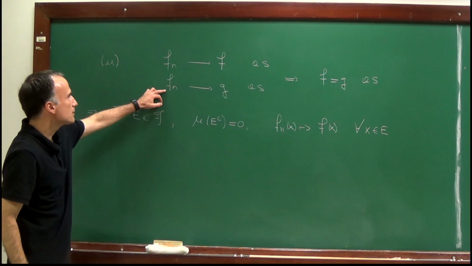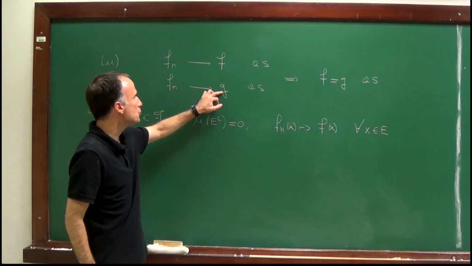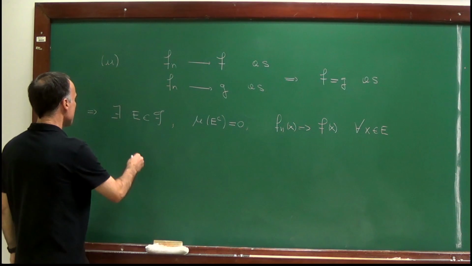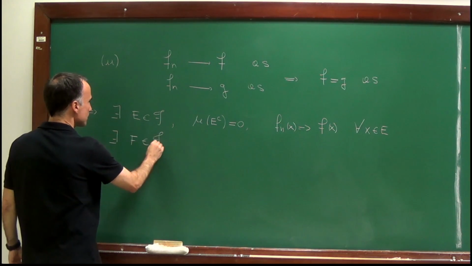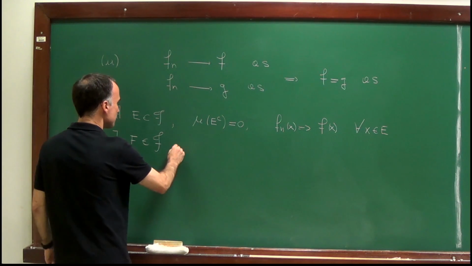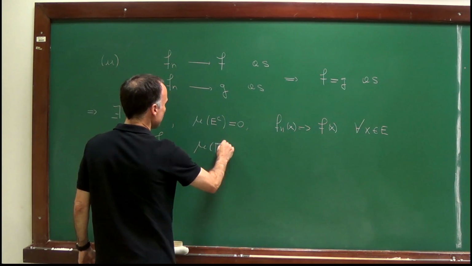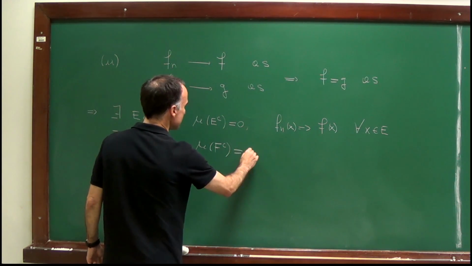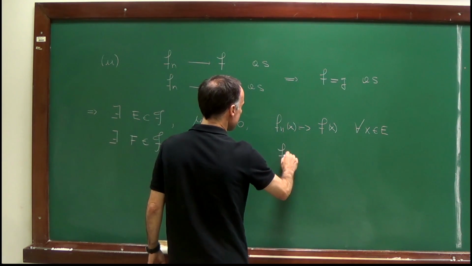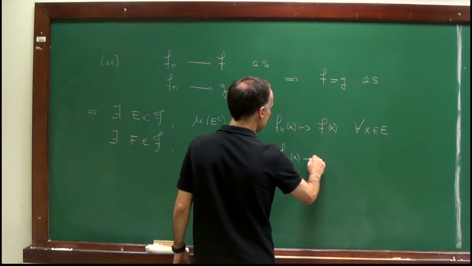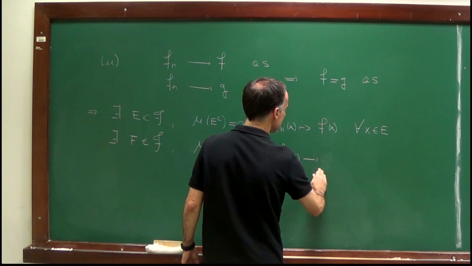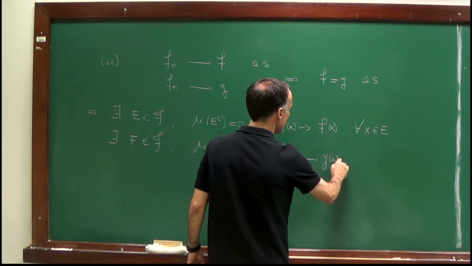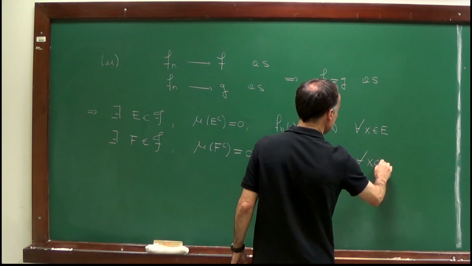By the same reasons, since fn is converging to g almost surely, there exists a set F in the sigma algebra F such that mu of F complement is equal to 0, and such that fn(x) converges to g(x) for all x in F.